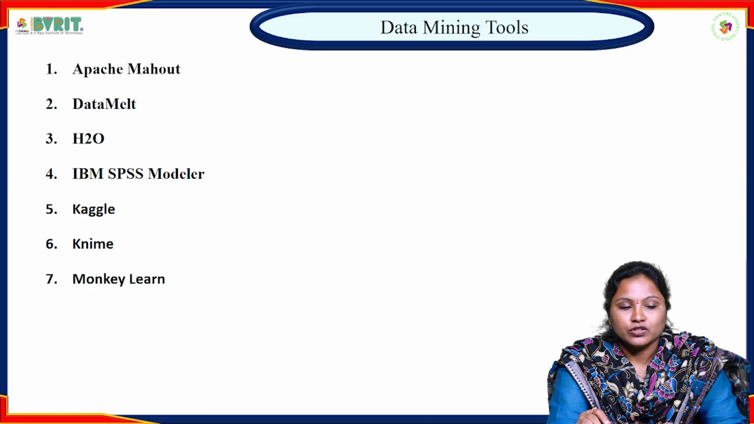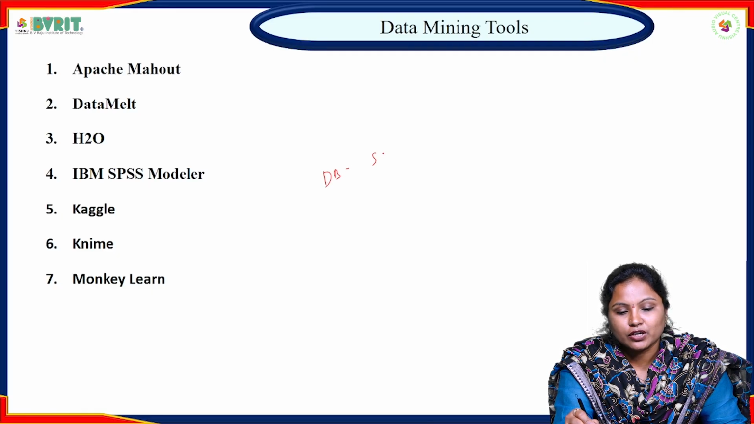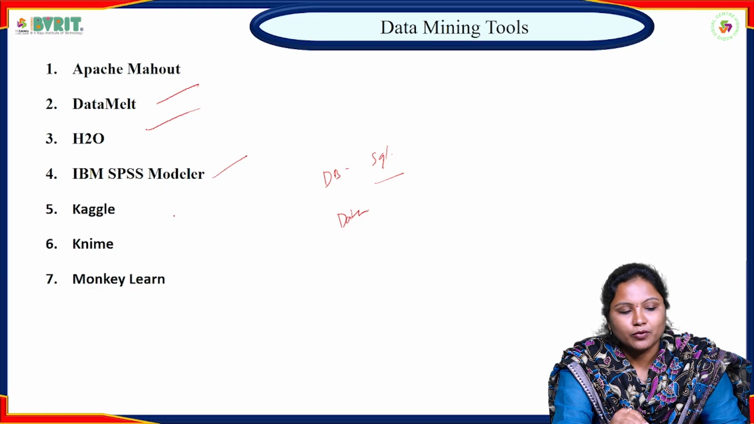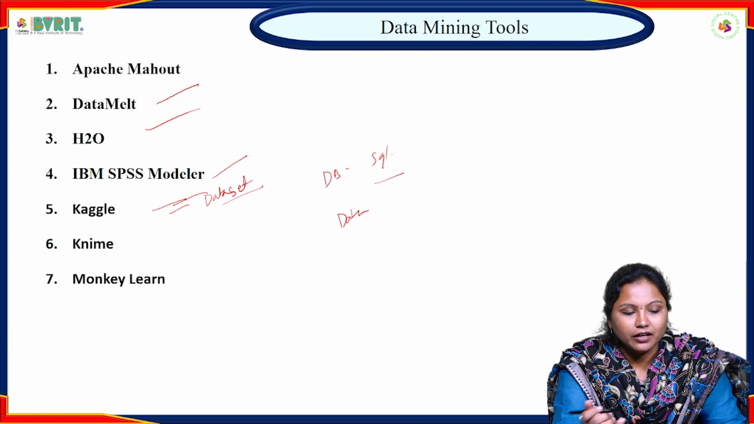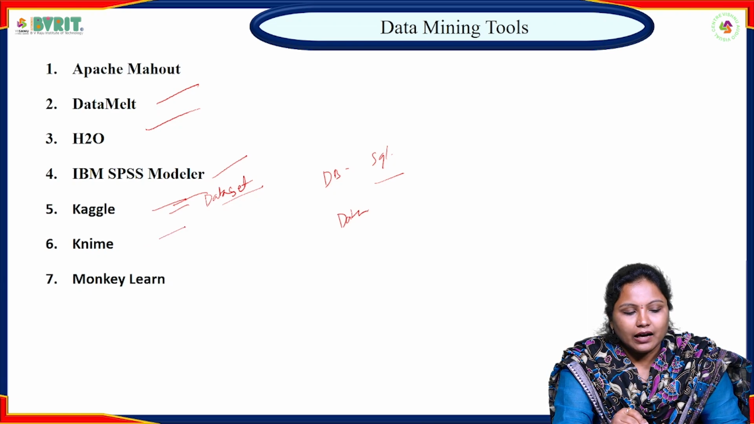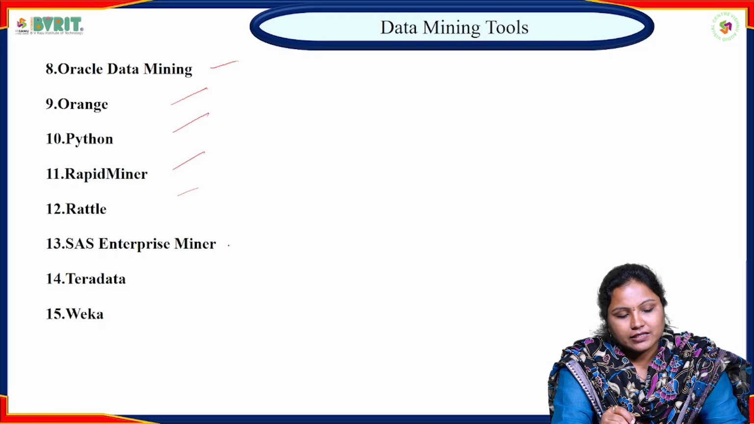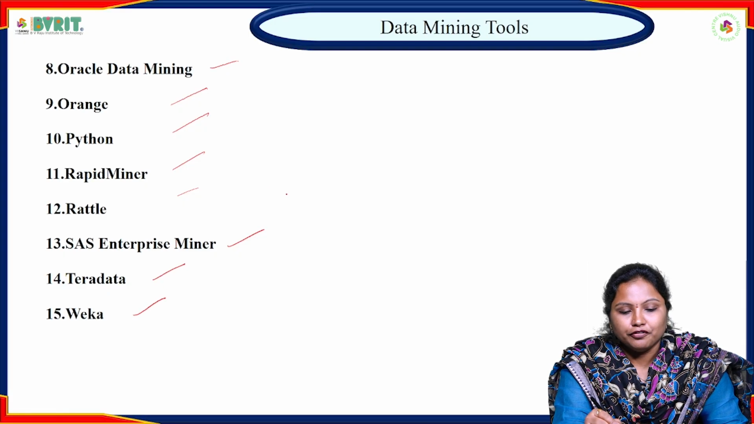And for data mining tools, with a DBMS we use SQL Server and some other servers, right? For data mining also, there are different types of tools. Among them are Apache Mahout, DataMelt, H2O, IBM SPSS Modeler, Kaggle. Kaggle is used for finding datasets, because for whatever project we are working on, we require some data information, right? So for that purpose we use Kaggle, KNIME, MonkeyLearn, Oracle Data Mining, Orange, Python, RapidMiner, Rattle, SAS Enterprise Miner, Teradata, and Weka. These are the different tools which we use for data mining.